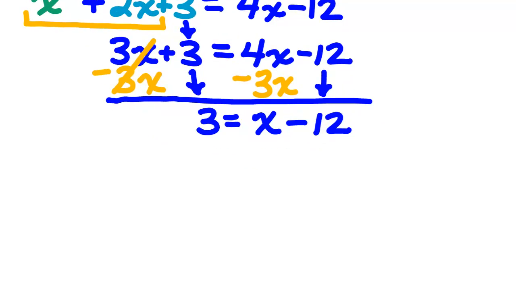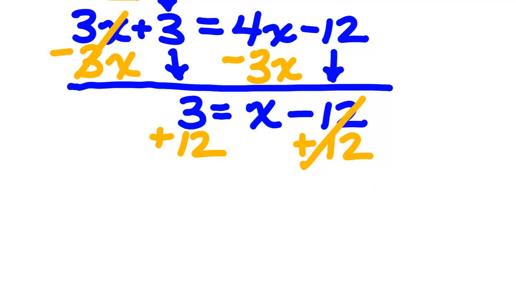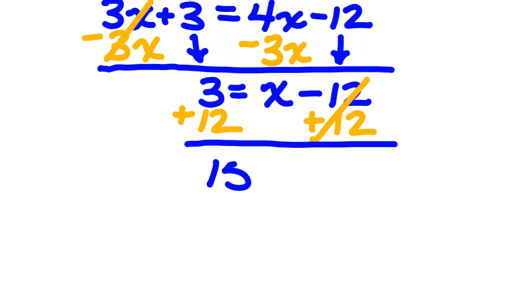What's the last thing I need to do to get the x all by itself? Move the 12. This is a minus 12 right here. How am I going to make it cancel out? Plus 12. So we're going to plus 12 to both sides because negative 12 plus 12 is 0, and 0 is a cancel. 3 plus 12 gives me 15, so x is 15.